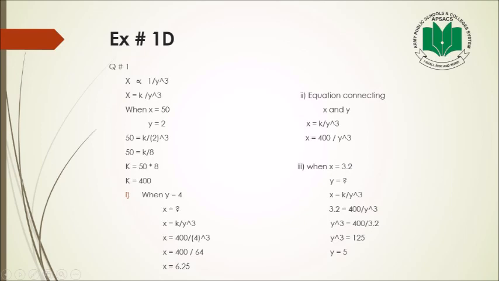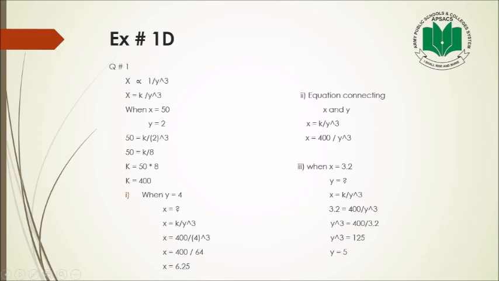Part 3. When x is equal to 3.2, we have to find the value of y. Now put the value of x and k to find the value of y. X is equal to k over y cube. 3.2 is equal to 400 over y cube. Y cube is equal to 400 over 3.2. Y cube is equal to 125.